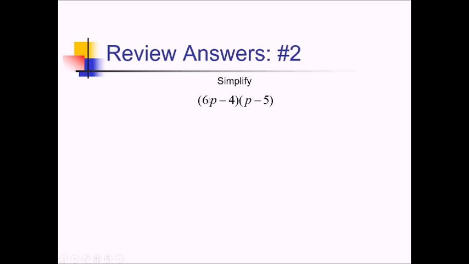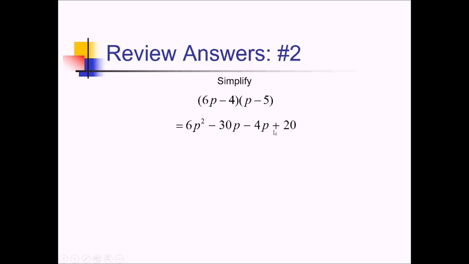So we have 6p times p, that's 6p squared. And then we've got 6p times negative 5, that's going to be negative 30p. So again, we're just distributing 6p to the second parentheses. Now we'll do the same with negative 4. Negative 4 times p is negative 4p. And then we have negative 4 times negative 5 is positive 20.